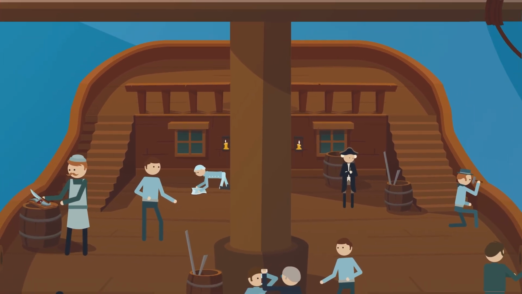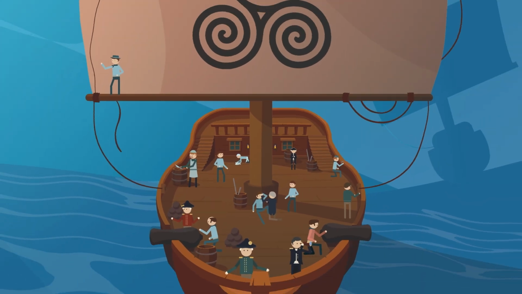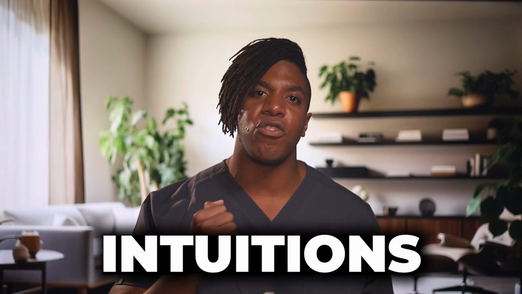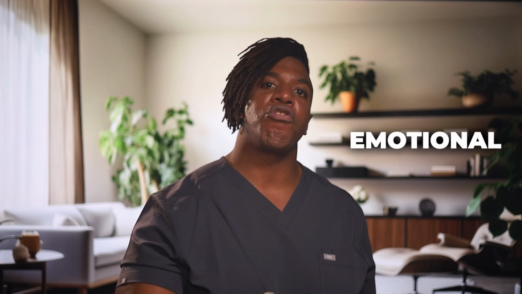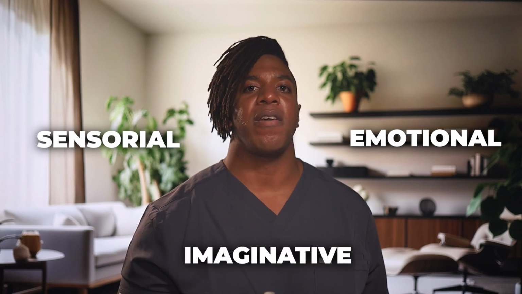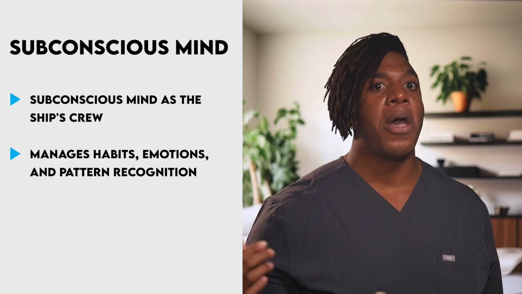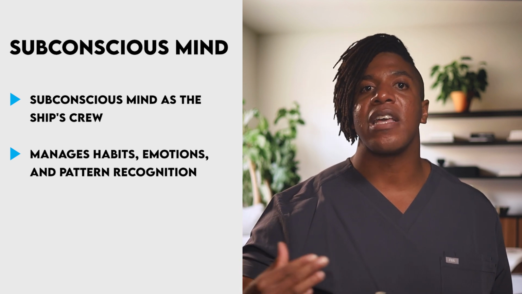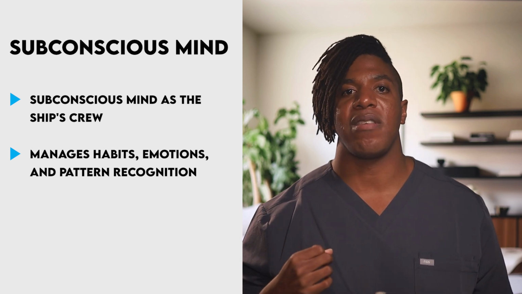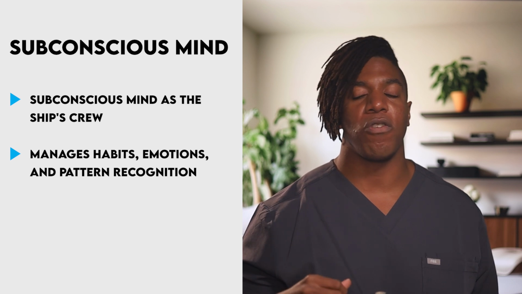The subconscious mind stores all the pivotal memories for later use and controls all of the cognitions, perceptions, intuitions, emotions, and actions that occur automatically outside of one's normal range of awareness. It is emotional, sensorial, and imaginative. This part works silently behind the scenes, managing your habits, pattern recognition, feelings, and those automatic responses that happen without direct orders from the captain.